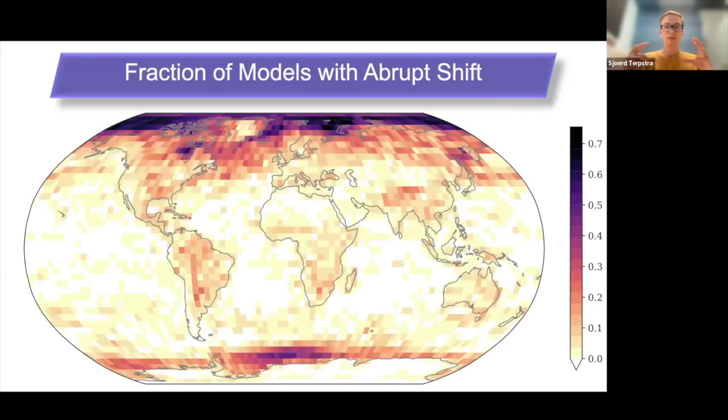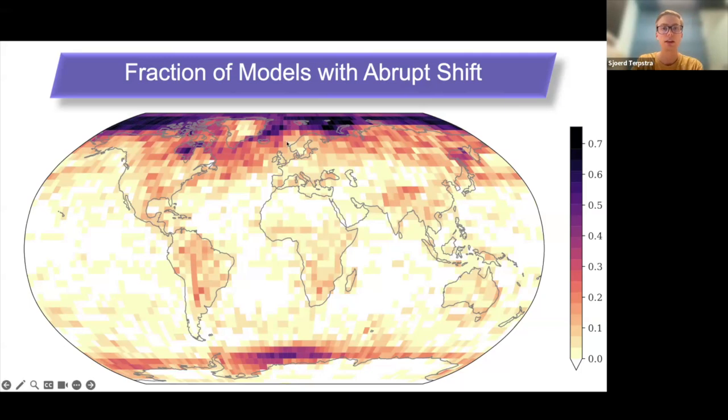So this figure is just a general overview of the results before doing the regional connected components analysis. These are just abrupt shifts on the grid cell level of all variables together. What this shows per grid cell is the fraction of the models that has an abrupt shift in that specific grid cell. Dark red, the very dark color, is 70% of the models. And if you go to very light, it's 0 or 10% of the models.